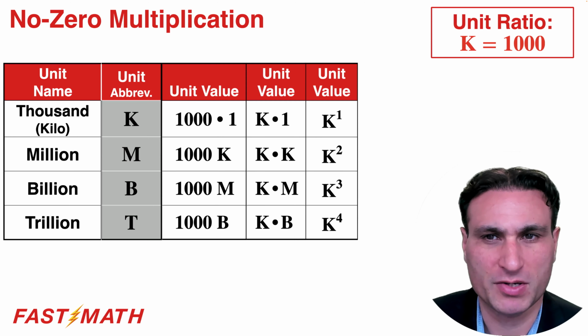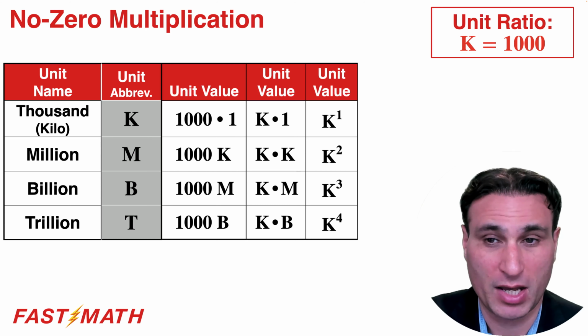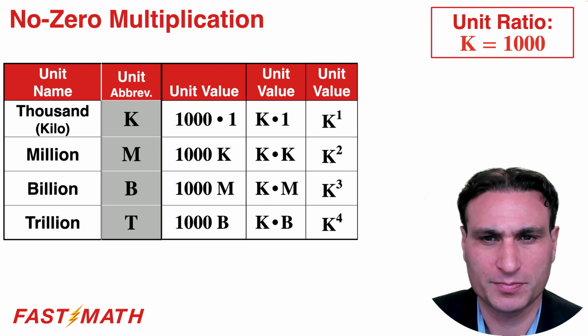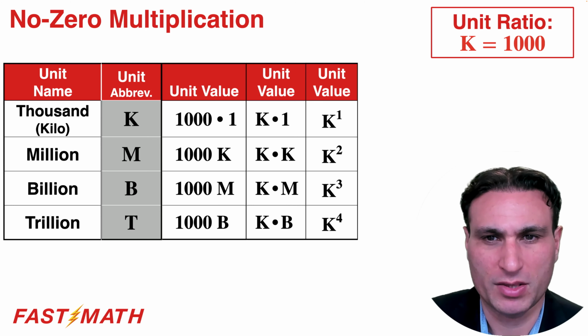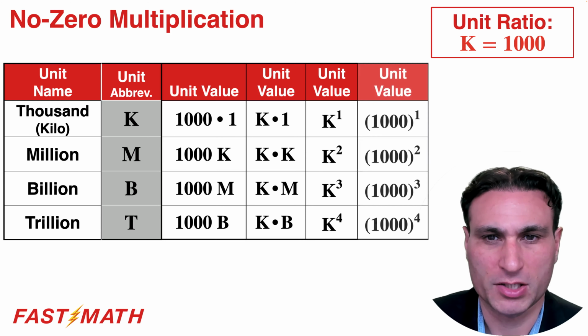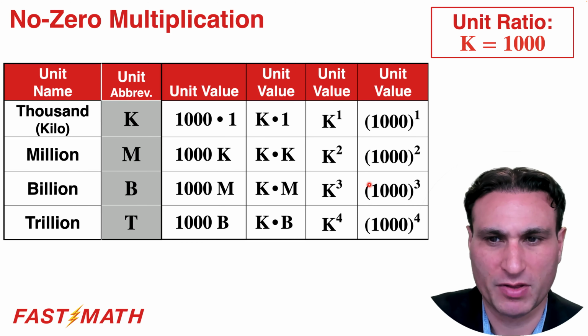Putting each way of expressing the unit value into a separate column, we have this. These are all different ways of expressing the same information based on how we represent 1,000. Each unit value is 1,000, or k, times the next smaller unit value. There is one more way to write these values. We can express these unit values as powers of 1,000 written in long form.